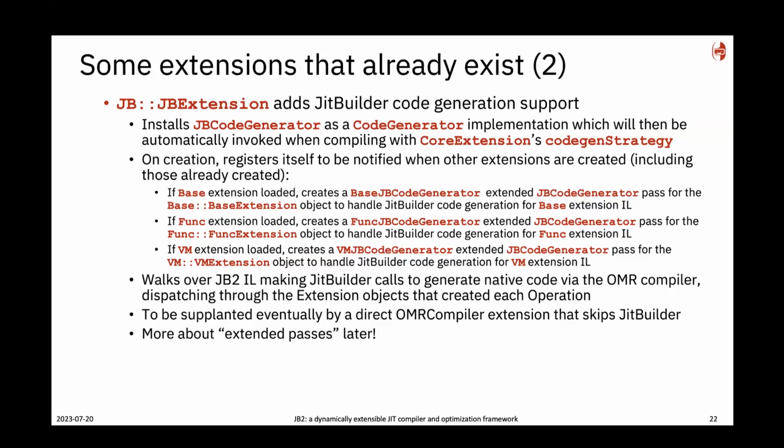So that if anybody calls compile and asks for the code gen strategy, then it will end up invoking the JB code generator object. And in fact, if there were multiple extensions that created code generator objects, it could do all of them. So in principle, you could imagine a really interesting world where you load a JB extension and an LLVM extension, and it generates code for both of them, and then you can compare on the fly in memory what the differences are between those two things.